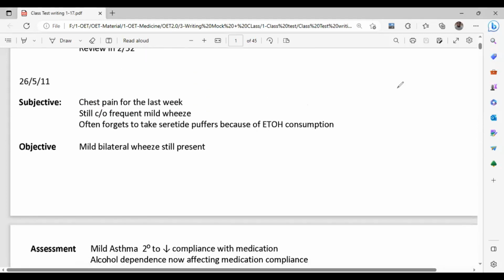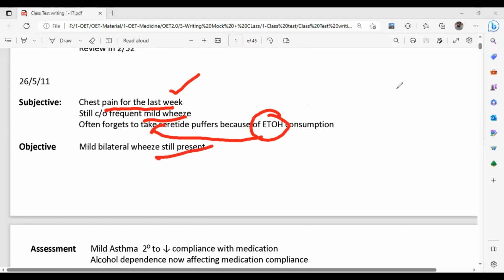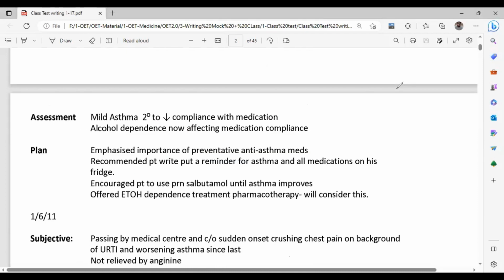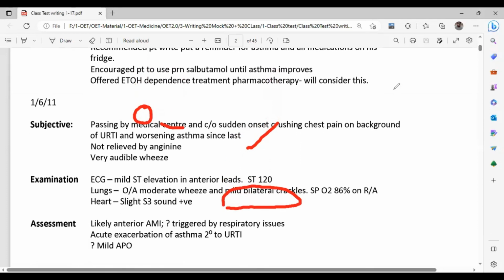Now again, he came here with a similar complaint of chest pain. Just the wheeze is there. Ethanol consumption was causing him to forget to take the medicine. Wheeze was there, right? So after that, we have mild asthma secondary to non-compliance with the medication. The patient was concerned and agreed to go for the pharmacotherapy, right? And he said that he will consider this.